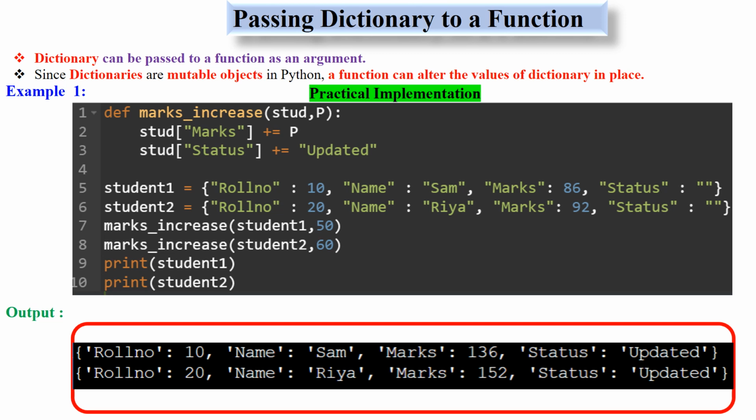In line 5 and 6, after defining the function, two student dictionaries, student1 and student2, are created with different initial values for the marks and status keys. In line 7 and 8, the marks_increase function is then called twice, passing student1 with an increment of 50 and student2 with an increment of 60. This updates the marks and status values in the respective dictionaries. Finally, in line 9 and 10, the updated student1 and student2 dictionaries are printed, displaying the modified values for marks and status keys. The output will be as shown on the console.